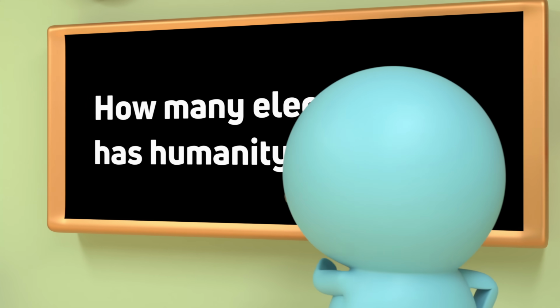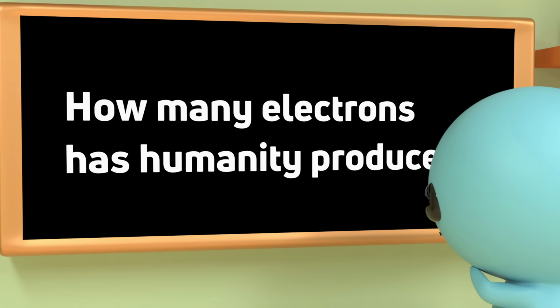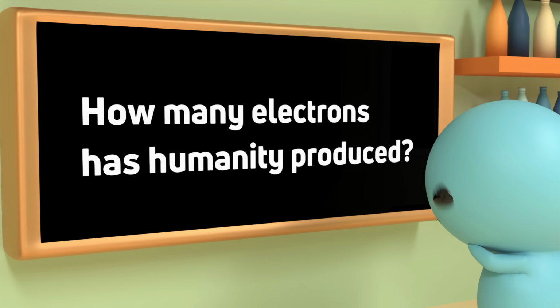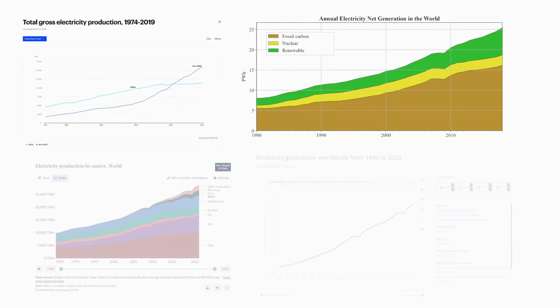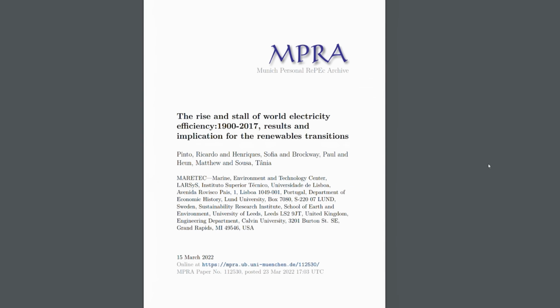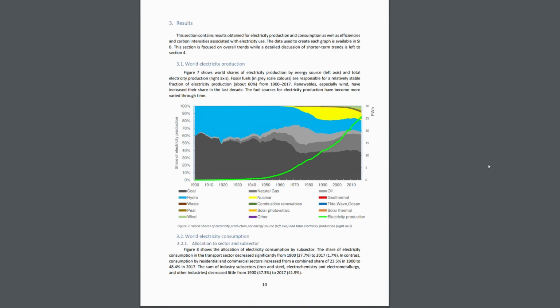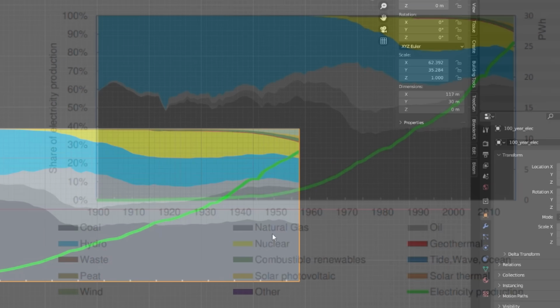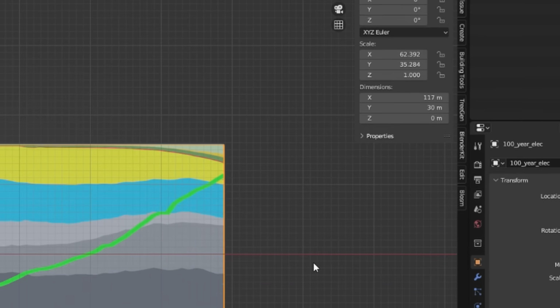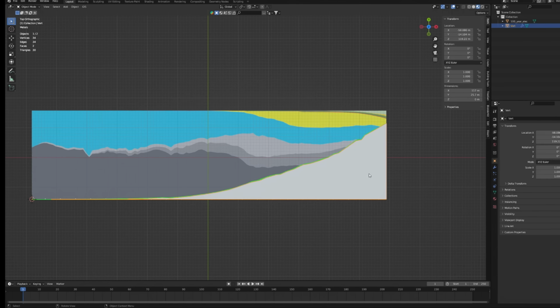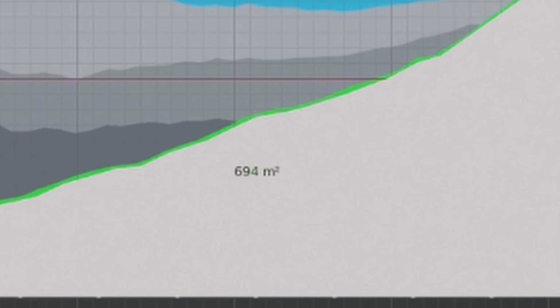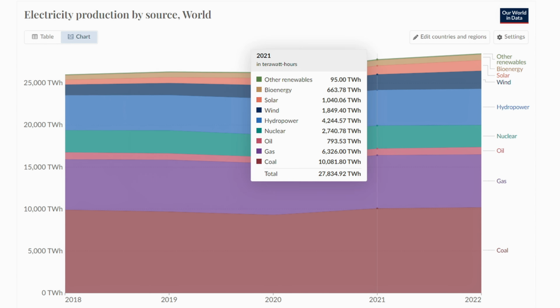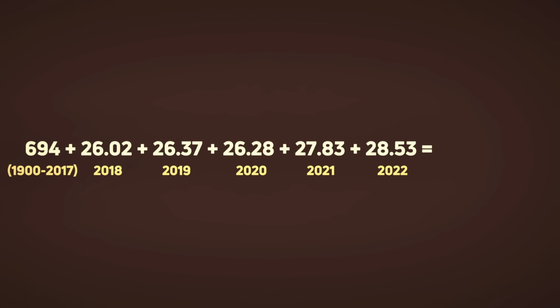To tackle this, I need to find global electricity production for the last 100 years or so. Most datasets only go back to the 80s. However, I found this graph plotting electricity production from 1900 through 2017. I then fit a curve and mesh to the graph in Blender to calculate the area under the curve. I then added this to the electricity produced through 2022 from another source. This came out to 829 petawatt hours.